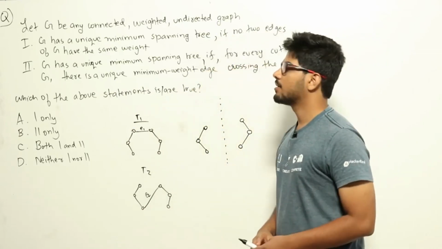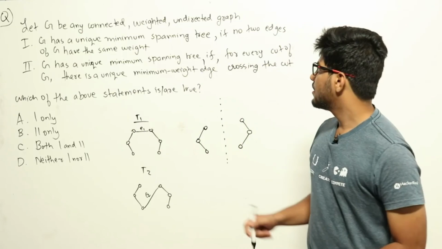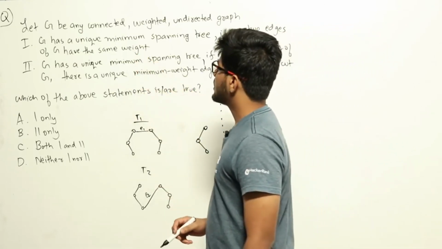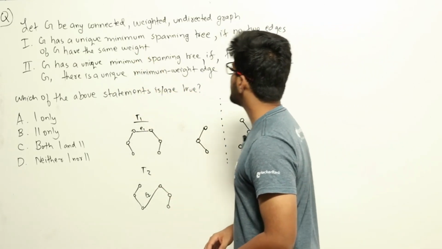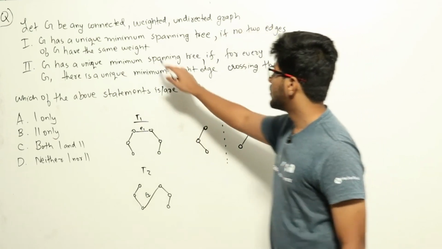4 options are given. So this is a question from the algorithm section regarding minimum spanning trees. We will go through the statements. Statement 1 says G has a unique minimum spanning tree if no two edges of G have the same weight. Now this statement is true.